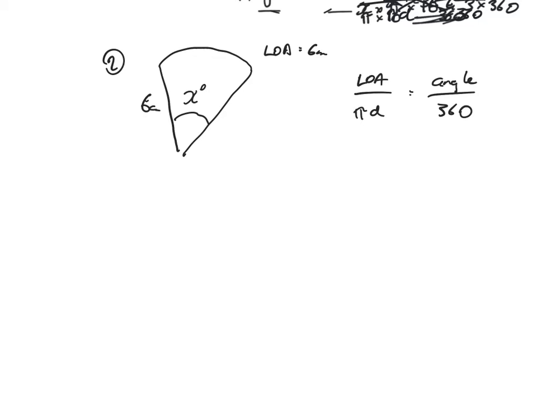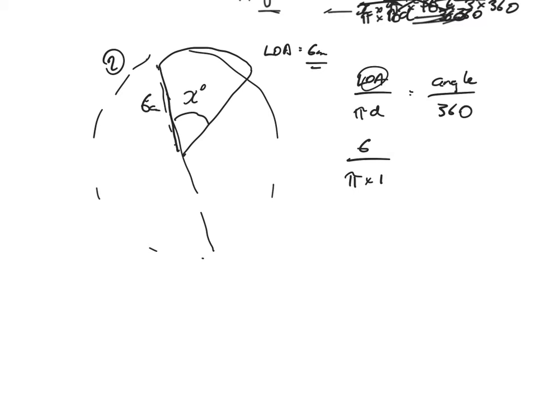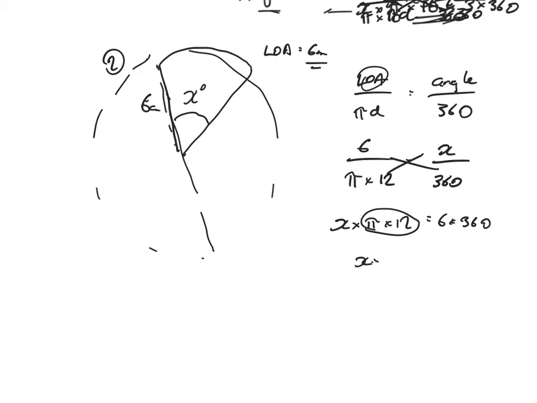Let's put some numbers in. The length of the arc is 6 over pi times the diameter. The radius, as we can see, is 6, so the diameter of that circle would be 12, equals the angle x degrees over 360. Cross multiply: x times pi times 12 is equal to 6 times 360. Then bring the pi times 12 down and divide, and that will be 6 times 360 over pi times 12. Enter that into the calculator carefully, and to one decimal place, that's 57.3 degrees.